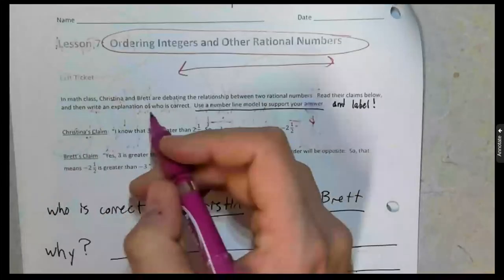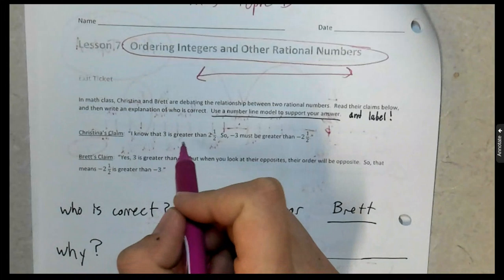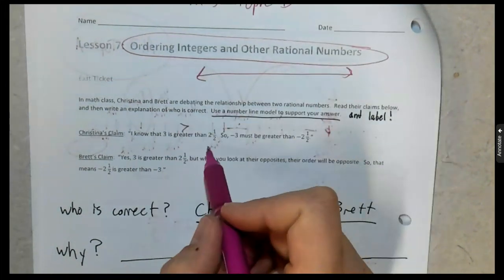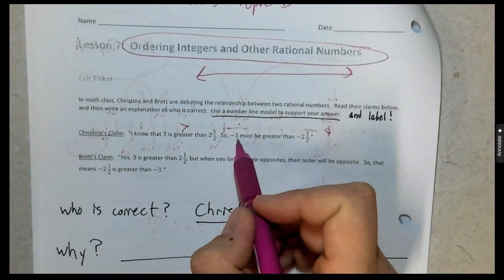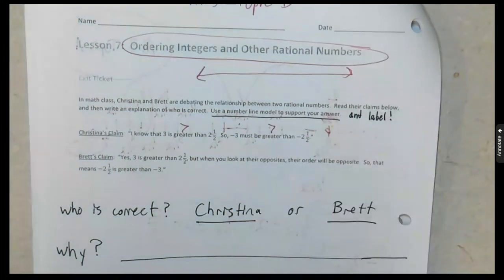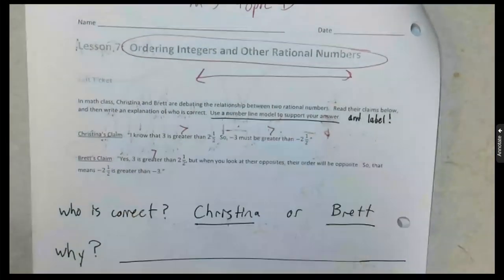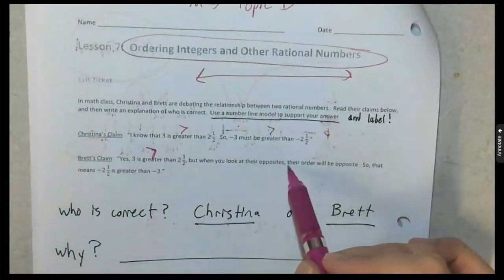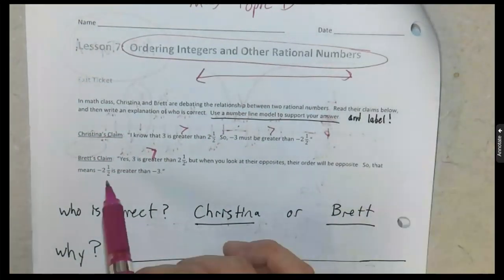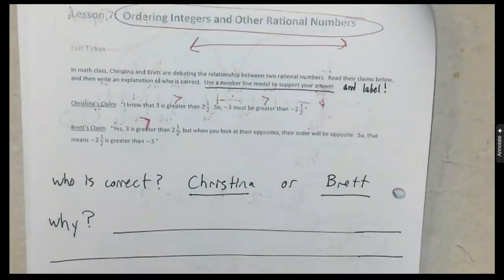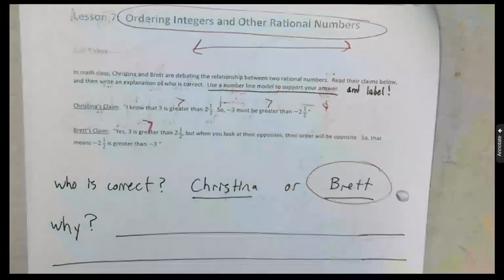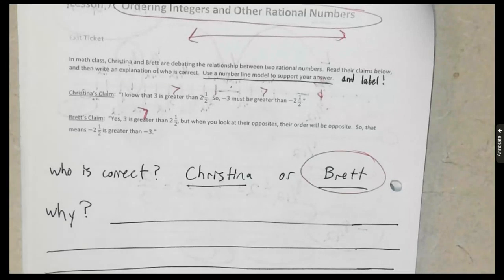So Christina claims, I know that 3 is greater than 2.5, so -3 must be greater than -2.5. While Brett says, yes, 3 is greater than 2.5, but when you look at their opposites, their order will be opposite. So that means -2.5 is greater than -3. Who is correct, Christina or Brett? So Brett is correct. Why is he correct?